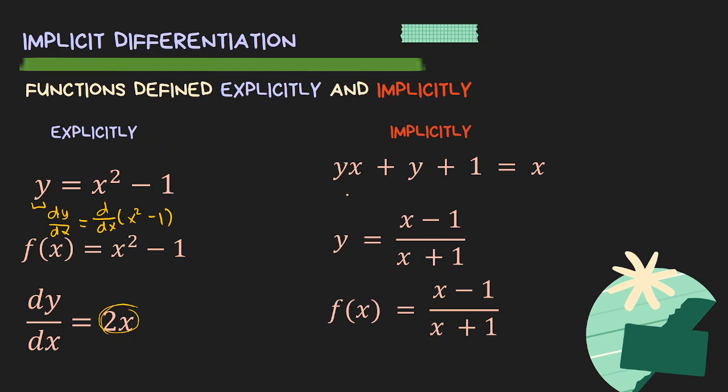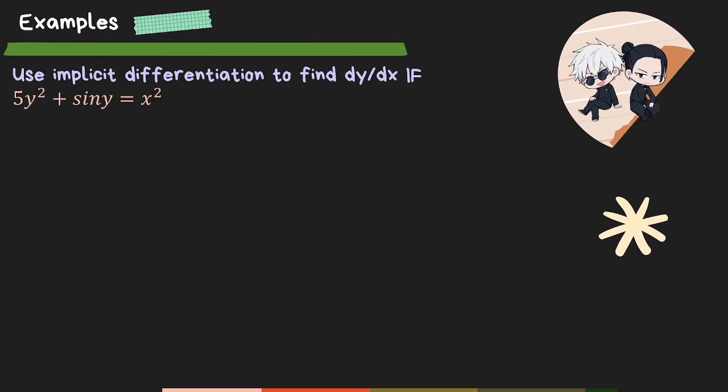However, in implicit differentiation, you need to find the d/dx of this function and the d/dx of the other side of the equation. To give you an example, use implicit differentiation to find dy/dx if 5y squared plus sine y is equal to x squared. How are we going to solve that one? We derive both sides. So we will have d/dx of the left side, 5y squared plus sine y. Then we derive the right side, d/dx of x squared.